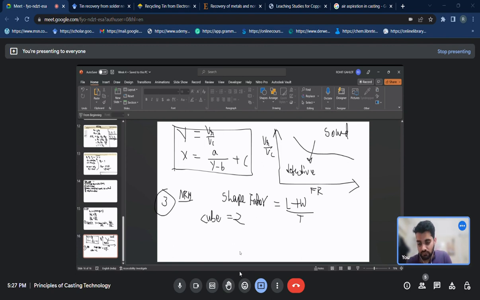Okay. And so he gave this curve between shape factor and the volume of the riser to the volume of the casting. And here also you get the defective region and then the sound region.